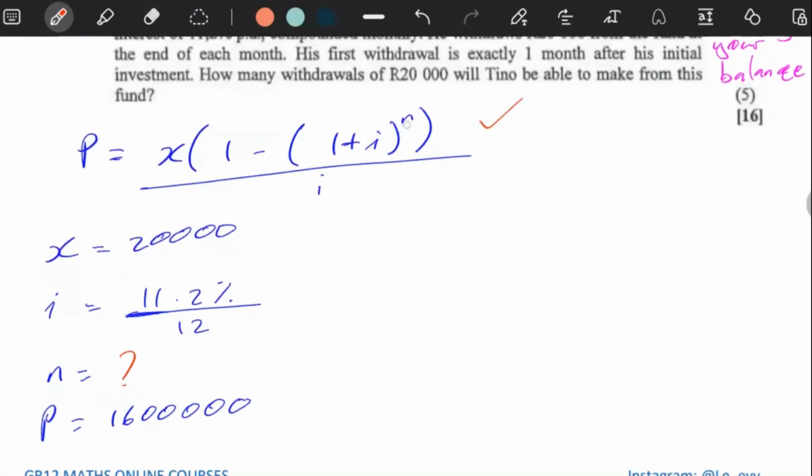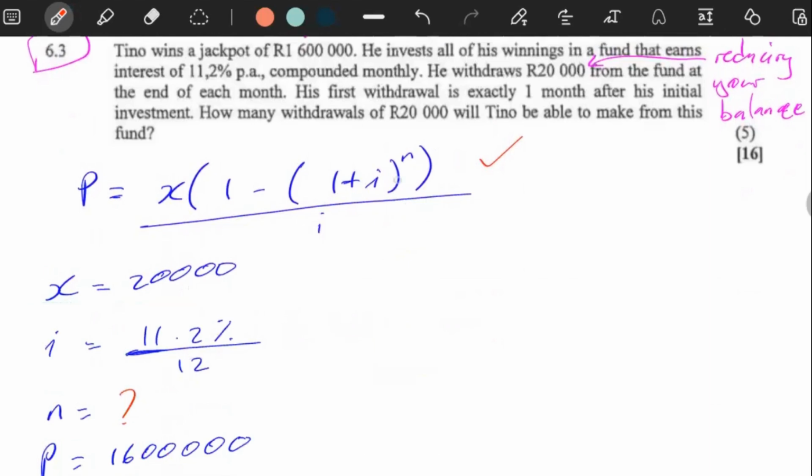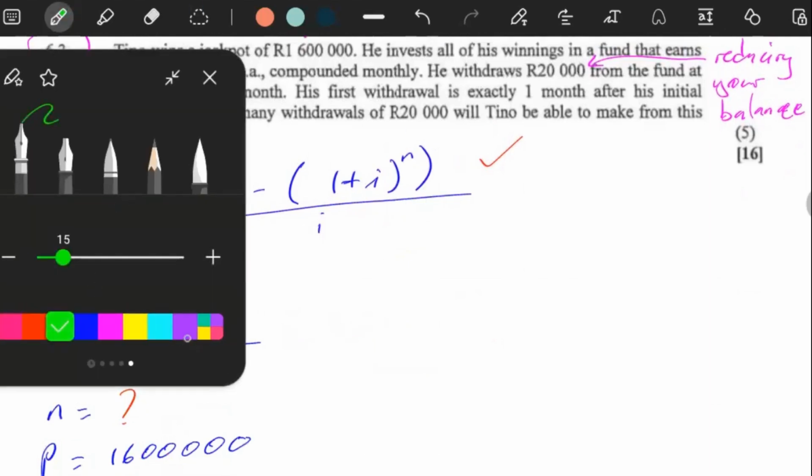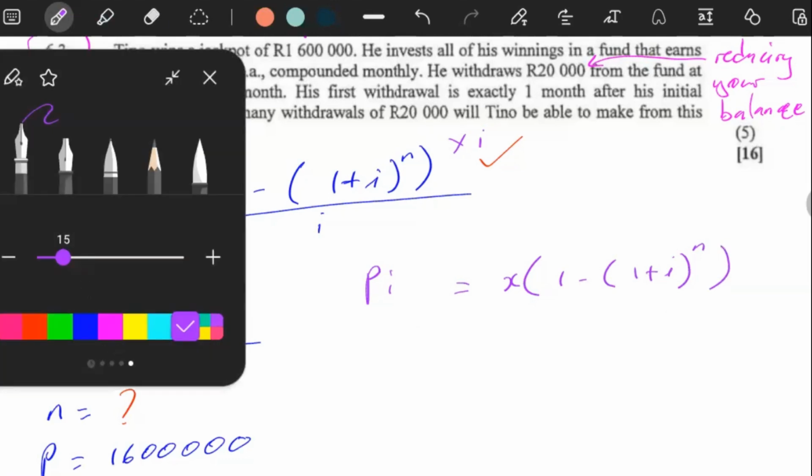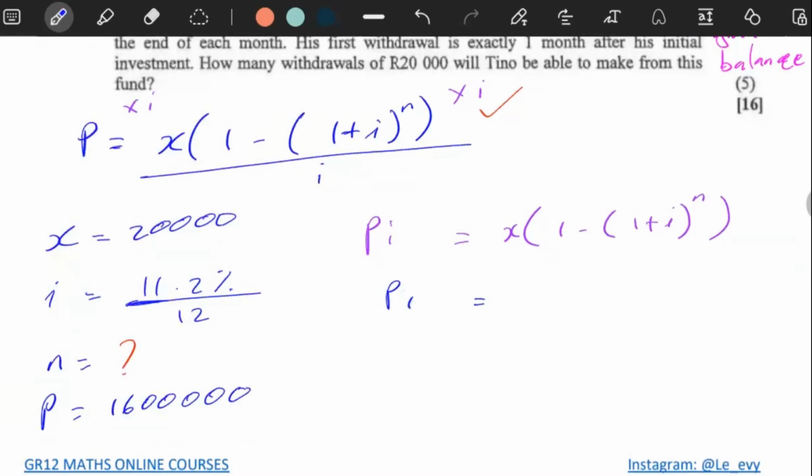So to isolate n, I have shown that in the financial maths course on the course website. However, to isolate n, this is what you do. You're going to firstly multiply by i on both sides. So you're going to have here Pi is equal to x times 1 minus 1 plus i to the power of n. And then on both sides you're going to divide by x. Dividing by x on both sides, you're going to have Pi over x. This is going to be leaving you with 1 plus i to the n.